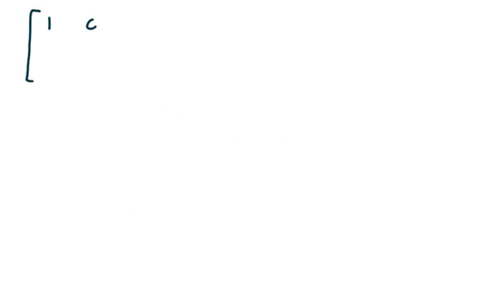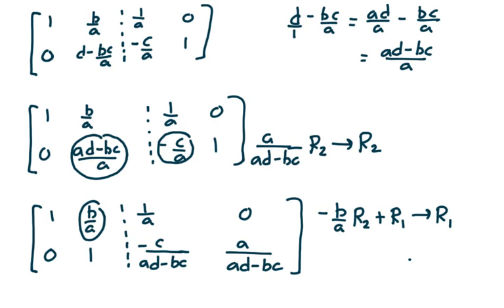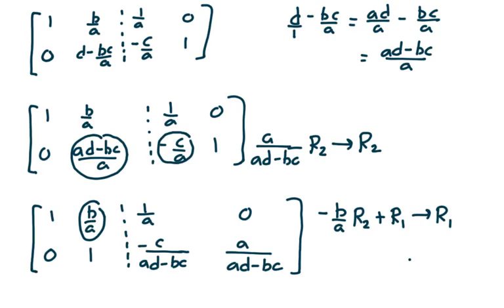So we get 1, 0, 0, 1 for the left side. For the right side, now notice how the bottom doesn't change, right? So the bottom should be negative C over AD minus BC. And then this should be A over AD minus BC. So that's okay. Now, the top is the fun, right?